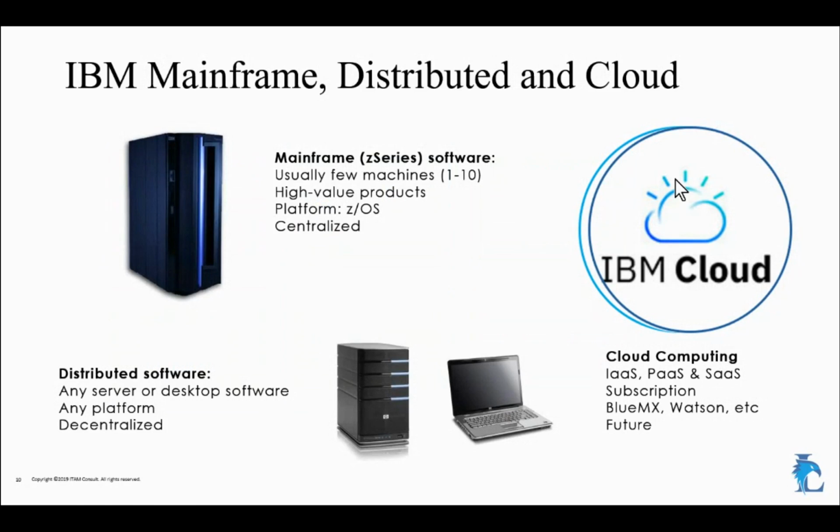So, what's IBM licensing? It covers three broad areas: mainframe, distributed, and cloud. Mainframe is what people historically think of as IBM licensing, and that is the Z series, the big box in the corner, typically costing many millions to buy, many millions to maintain, and many millions in software licensing.